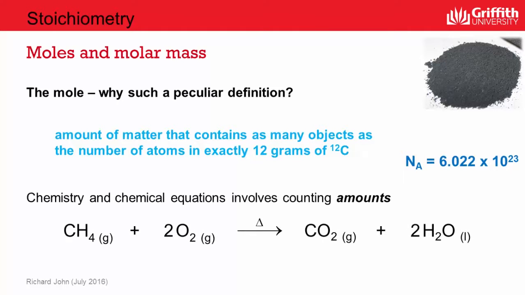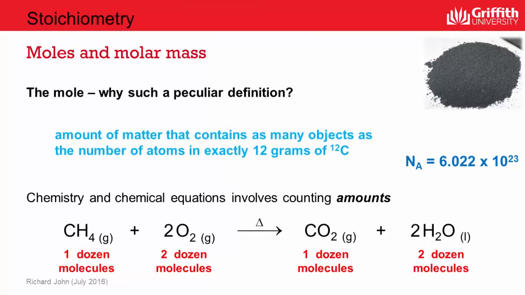Now, in terms of the amount of matter, chemistry and chemical equations involve counting amounts. For example, this chemical equation here is a representation that one molecule of methane reacts with 2 molecules of oxygen to produce 1 molecule of carbon dioxide and 2 molecules of water. But we're never going to start with 1 molecule. We could be starting with 1 dozen molecules, and we're going to require 2 dozen molecules of oxygen, and what we'll produce is 1 dozen molecules of carbon dioxide and 2 dozen molecules of water.